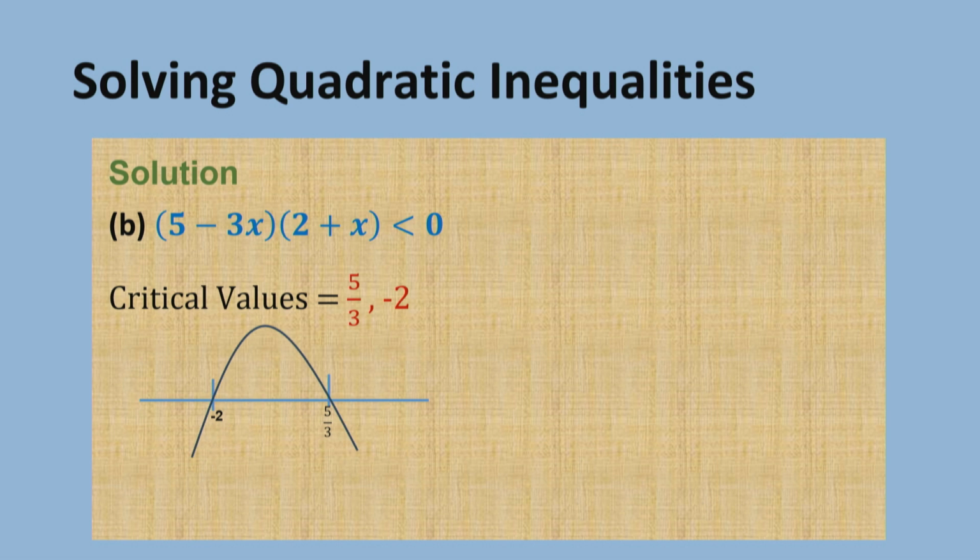And what did we say? Well, when it is greater than 0, we take above the line. And when it is less than 0, we take below the line. So here it is less than 0, where the curve is below the line. These two regions. Now, how are we going to show the answer? So that's the range of values. x is less than negative 2 or x is greater than 5 over 3.